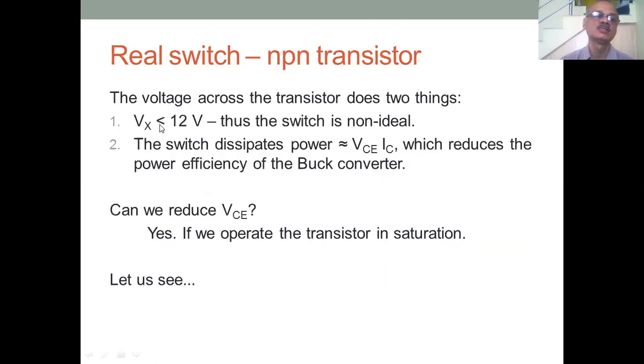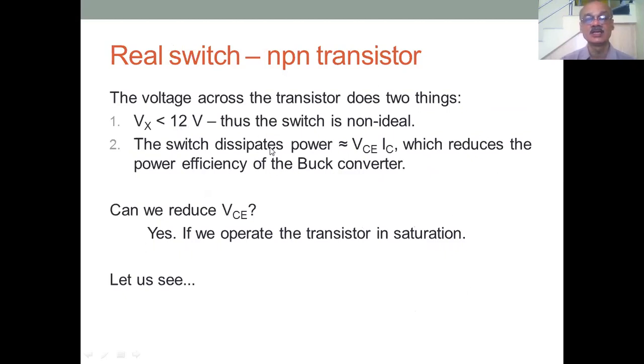One is that because Vx is less than 12, the switch is not ideal. And we had discussed this, you remember previously, that Vx is going to be less than 12 volts. We'll discuss a little more about this.